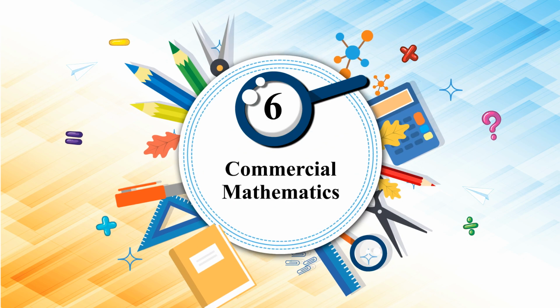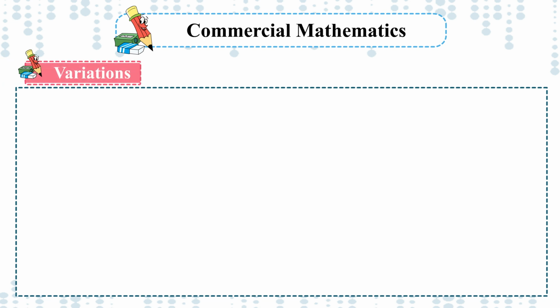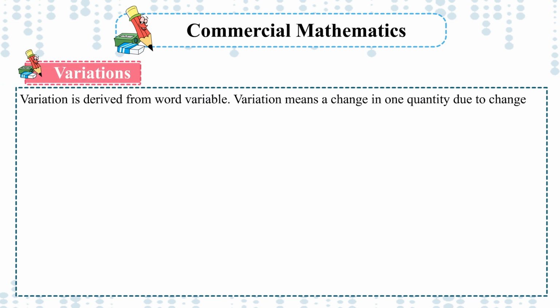Chapter 6. Commercial Mathematics. Variations. Variation is derived from the word variable. Variation means a change in one quantity due to change in another related quantity.